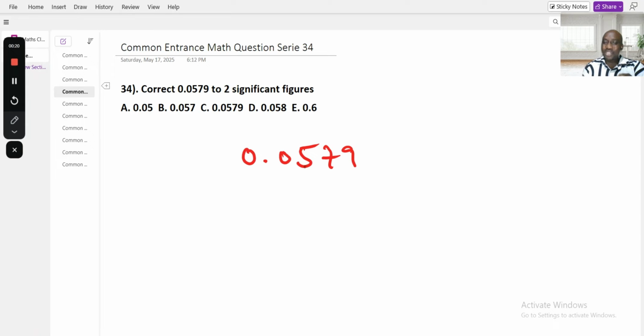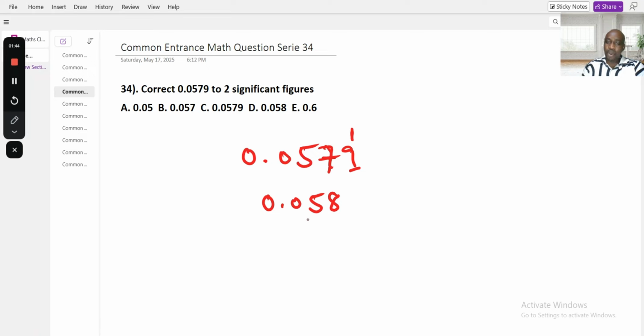Wherever you see a number, where the number starts, which is 5, 7, that's significant. We will stop at 7. You now look at what follows. Is it 5 and above? If it's 5 and above, which is 9, we turn this 7 to 8. So we have 0.058. This is two significant figures.